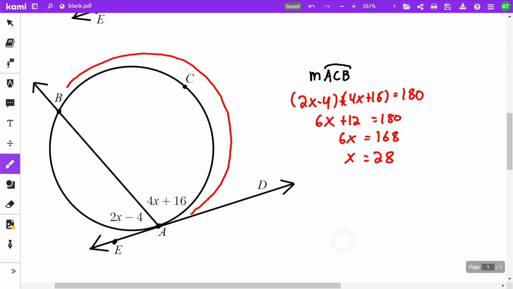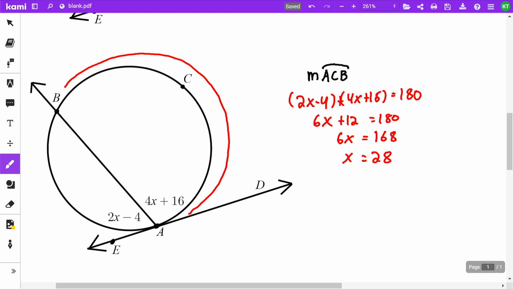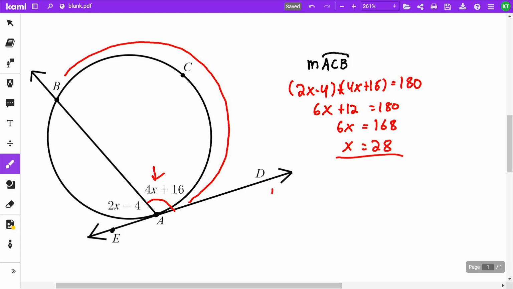Now, if I'm looking for arc ACB, I would probably want to find angle BAD first, because that's going to be equal to 1/2 of that arc measure. So I'm going to plug in my 28 for my x here. So I'll have 4 times 28 plus 16. 4 times 28 is 112, plus 16. That will give me 128 degrees.